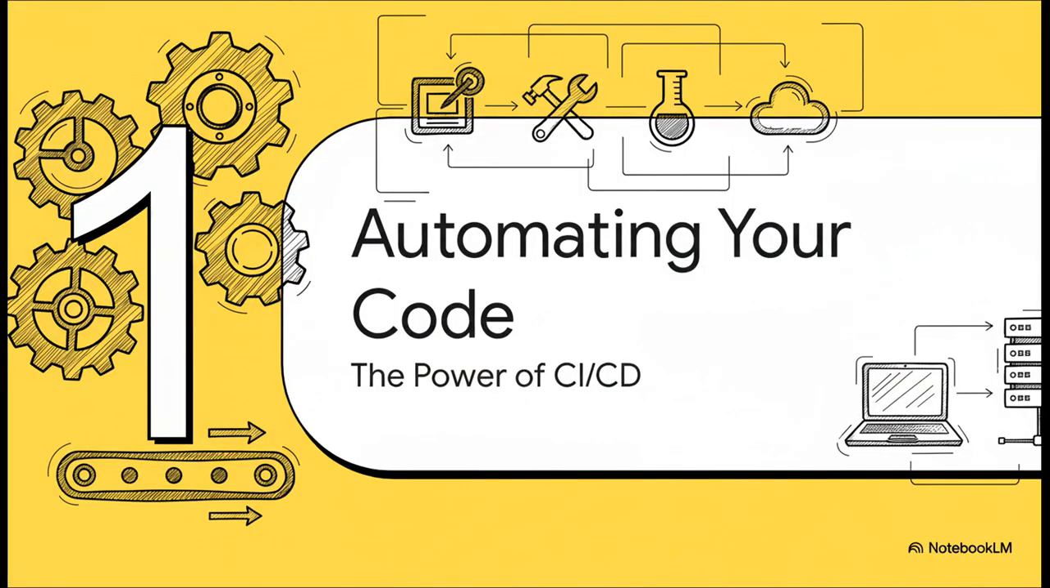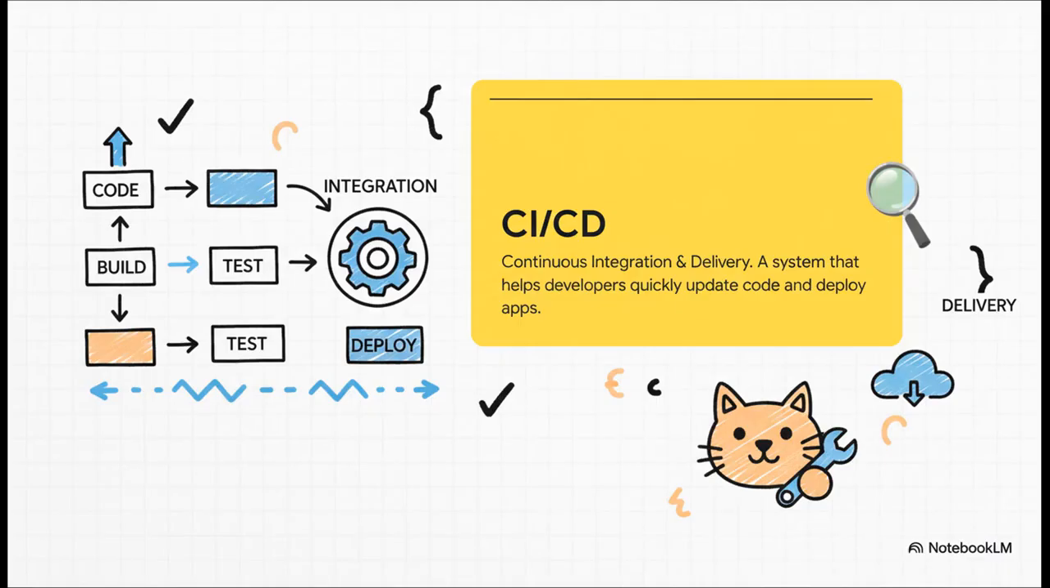Okay, so to really get how this all works, we first need to get our heads around a core concept that makes all this automation possible. It's called CI/CD. So, what on earth is CI/CD? It stands for Continuous Integration and Continuous Delivery. You can think of it as a set of practices, really a whole philosophy that's all about making software delivery faster and way more reliable. It helps you catch bugs early and gets rid of all those risky manual steps.